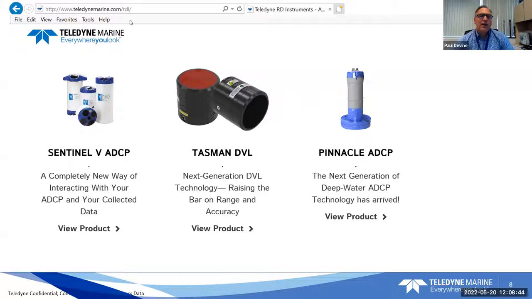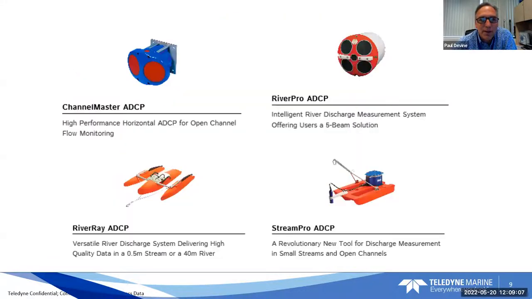So like I said, this is a screen capture from our website, right? So this ADCP QA strategy can be applied to an ADCP, the Sentinel V, the Pinnacle, but also the DVLs, Doppler velocity logs, also current profilers. So your DVLs can become an ADCP, and your horizontal ADCPs and all your river products are the same concept. It's the same QA thought process.